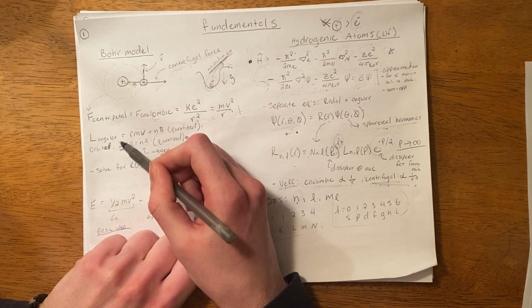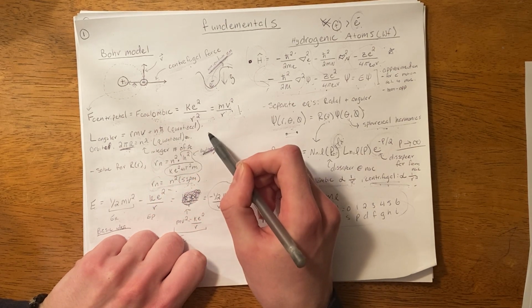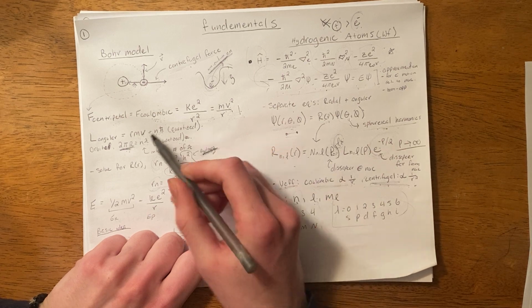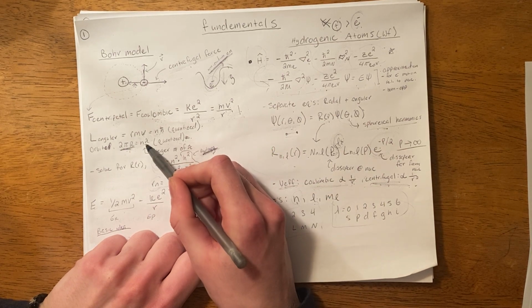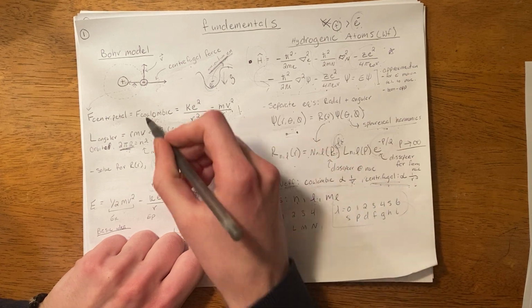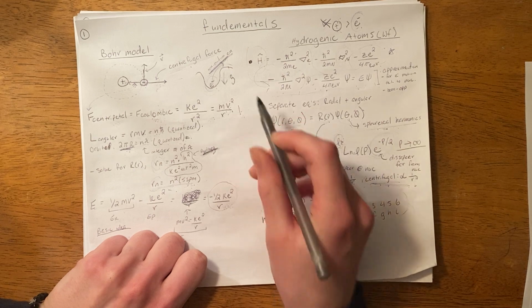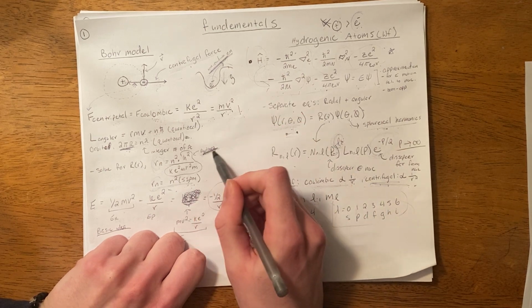We have a quantized angular momentum, which is set equal to n h bar, and a quantized circumference of the orbit, which is an integer number of wavelengths such that the electron will not constructively or destructively interfere with itself. If we solve for v in this equation and plug it into this one, we get the Bohr radii and find the derivation for the Rydberg constant.